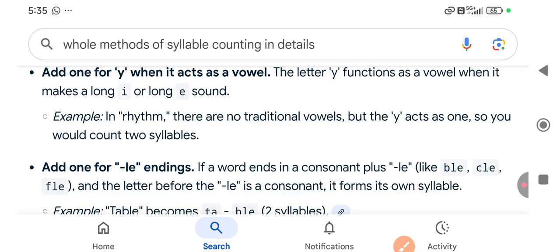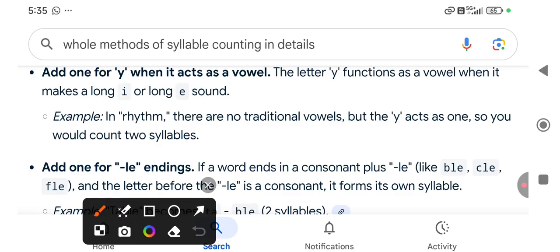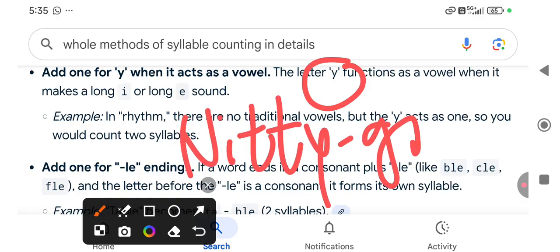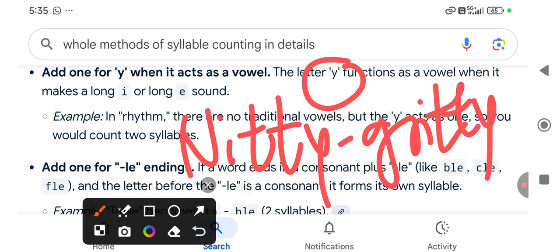How? I'll tell you. The letter Y, in some spellings, is pronounced as I. For example, nitty gritty. Nitty gritty means important.